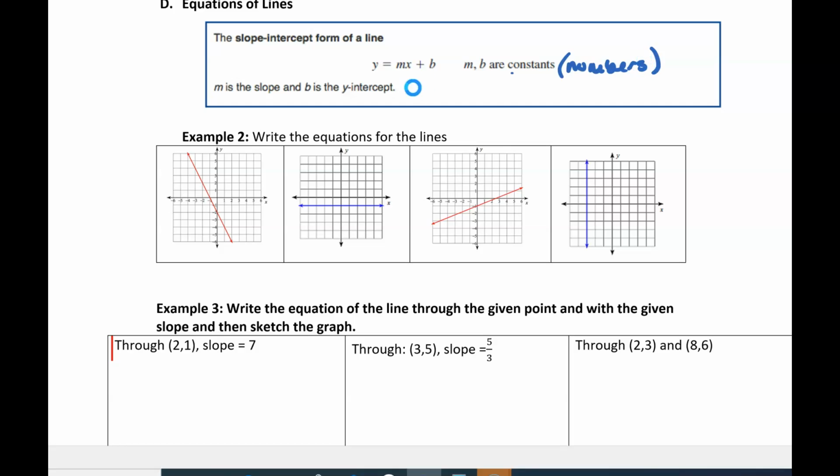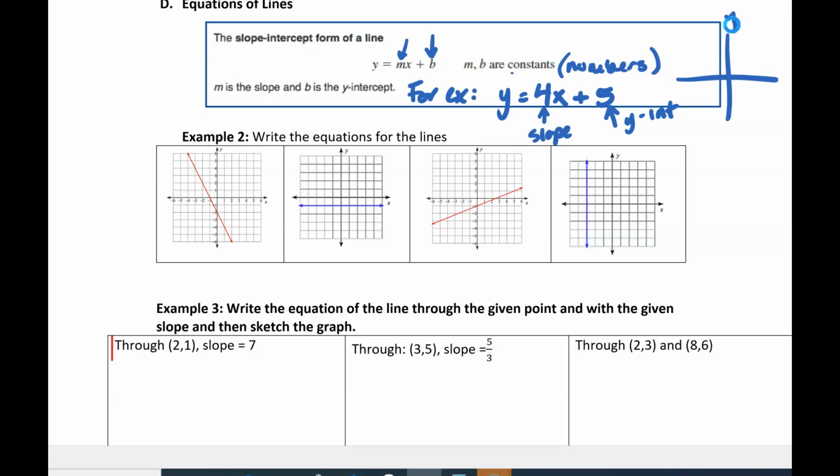So for example, if you have the equation y equals 4x plus 5. So m is always a number, b is always a number, and then the x and y always stay x and y. The 4 is going to be the slope, and the 5 is going to be the y-intercept, which is the place that it crosses the y-axis. So that would mean it'd cross at 5, and it would look like that.